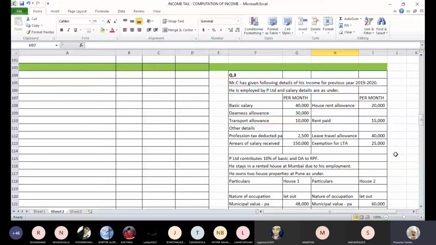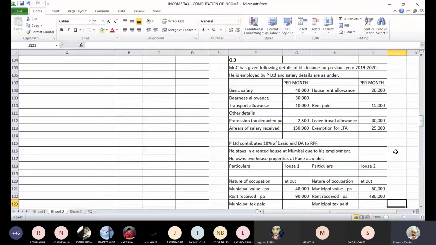It says that Mr. C has given the following details of his income for the previous year 2019-2020. His employer is P Limited, and you are given what salary he is getting on a per month basis from P Limited. Apart from monthly salary, there is one more piece of information about payment of rent. He is paying rent of 15,000 rupees per month. Then his salary is subject to deduction of profession tax of 2,500 rupees, that is for the year. He also received arrears of salary.